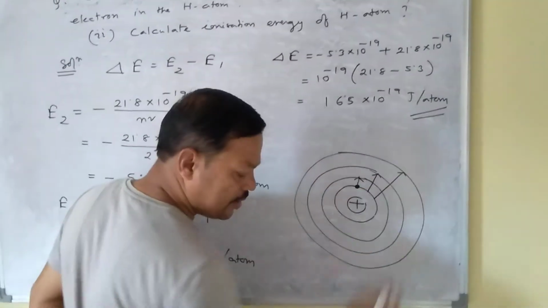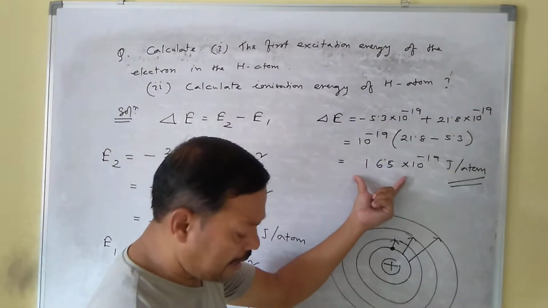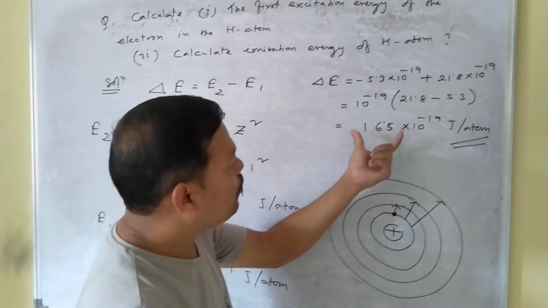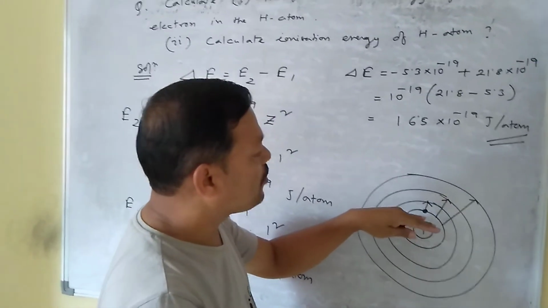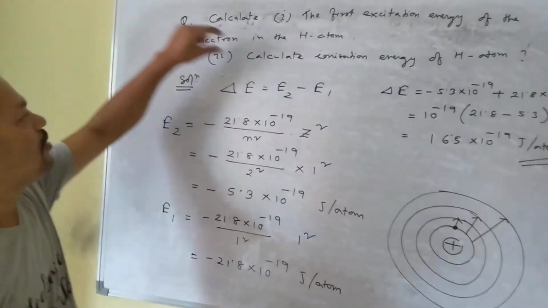I mean this is called the first excitation energy. I mean this much amount of energy is absorbed by the electron to get excited from the first orbit to the second orbit. So this is the answer of the first one.